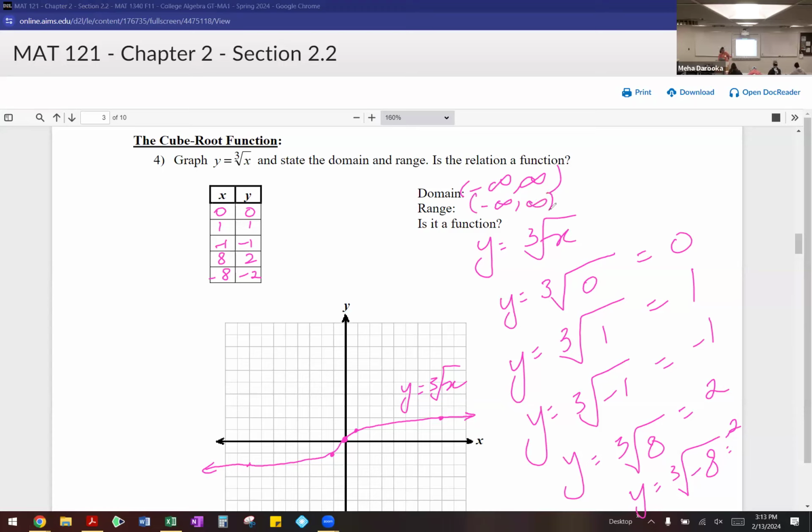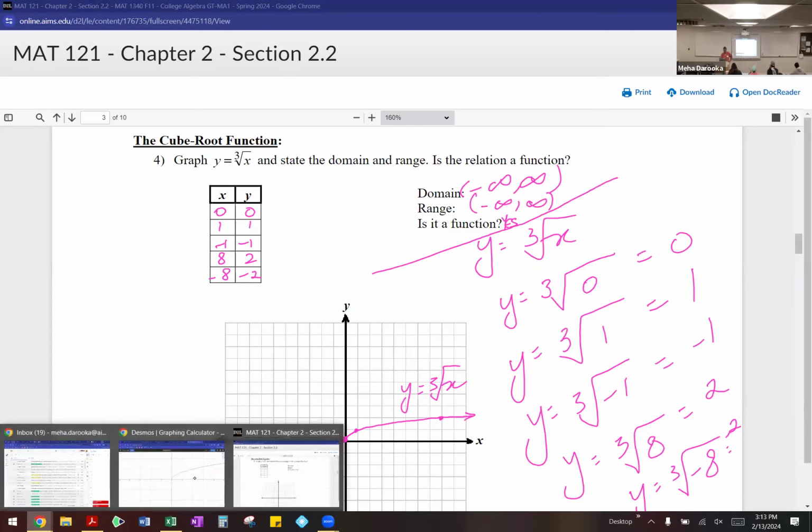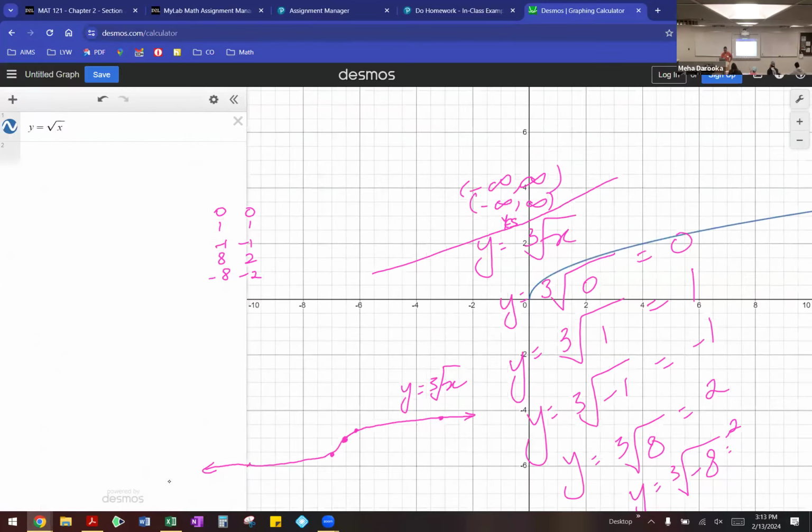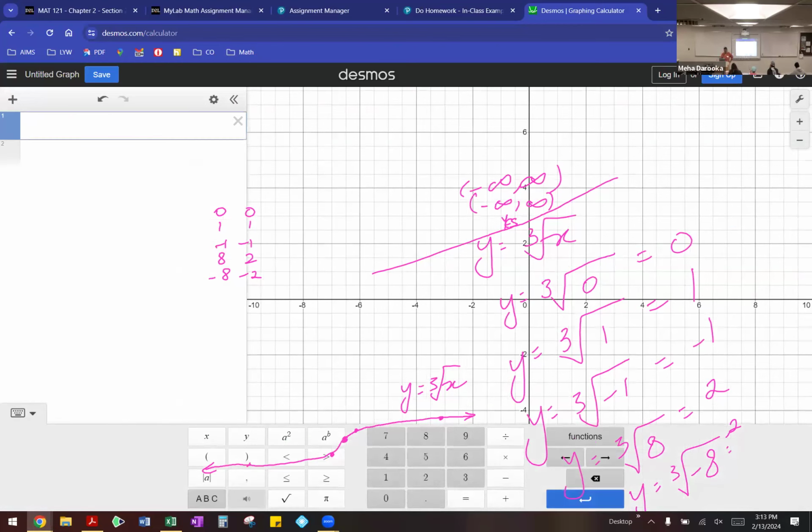The range is also negative to positive infinity. Can we call this guy a function, or is it just a relation? It's a function, yeah. So that's a yes on the function. Okay, let's save him. And just so you're not traumatized by my graph, let's put it in this.